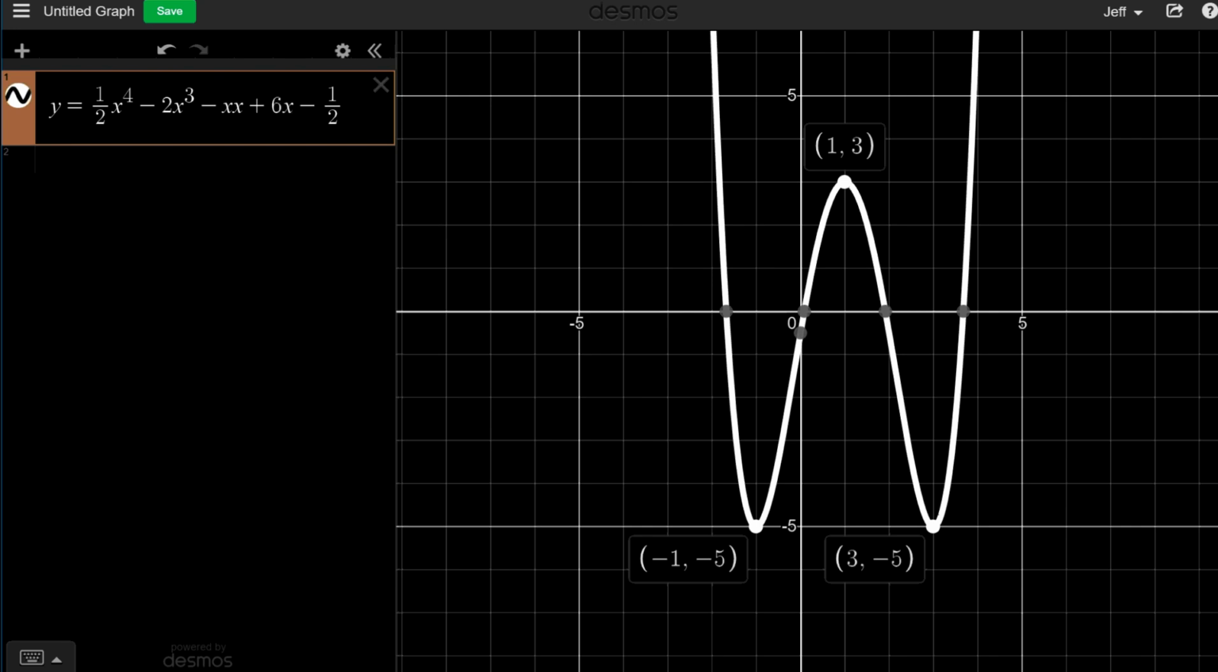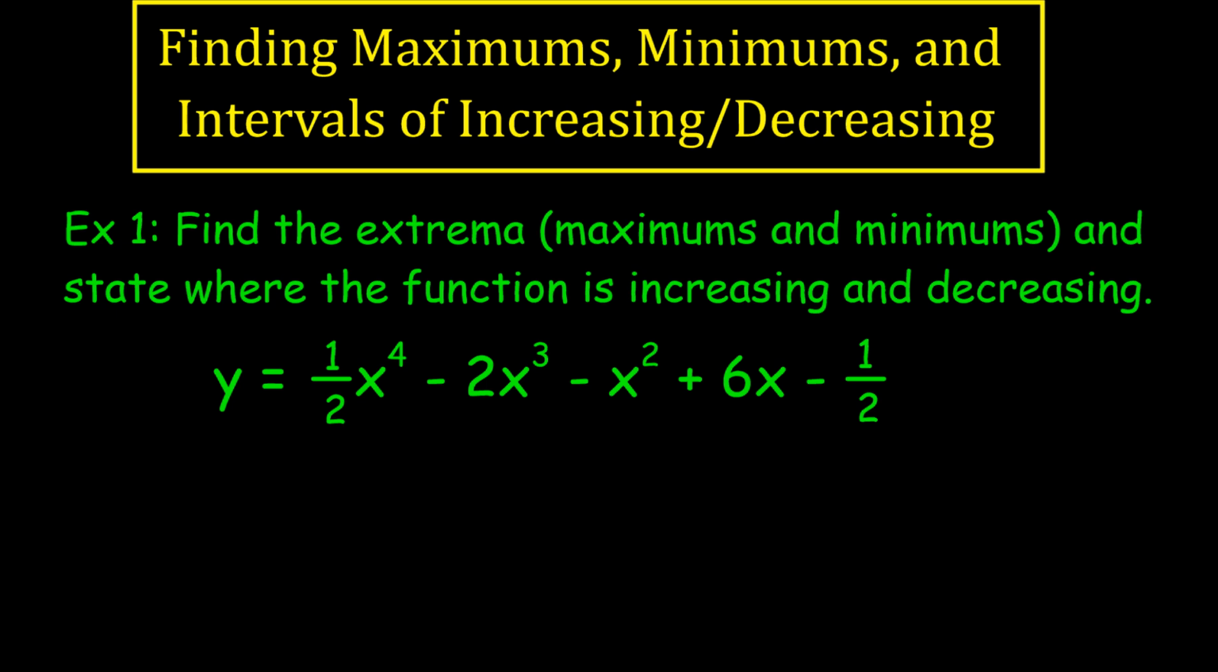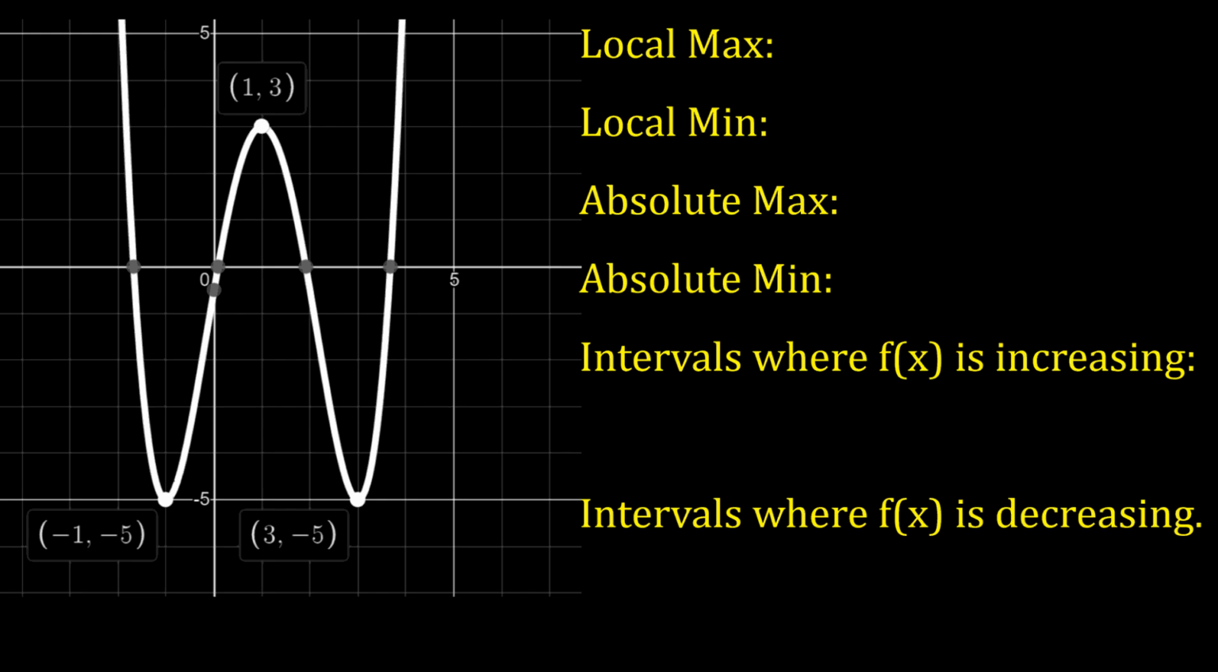So let's talk about how we write this if you were going to write what the maximums and minimums were. Let's head to the next slide, sorry. So the local max is going to be 1, 3. So let's write that out. 1, 3. So that point is the local maximum. Sometimes you will just see it, you'll say the max is 3 if they're just talking about the y value.